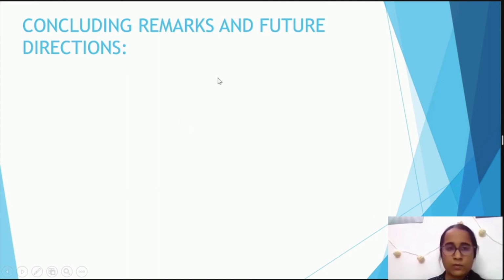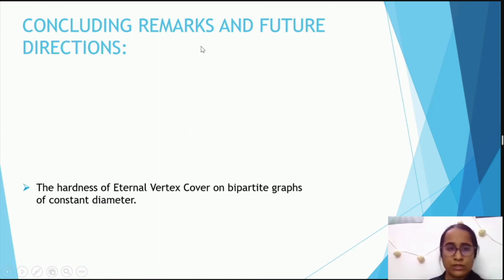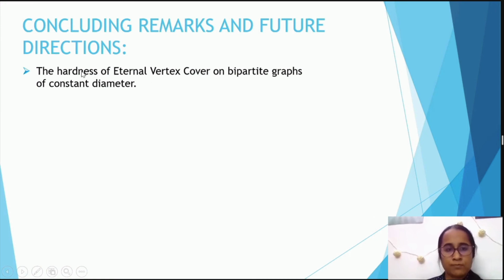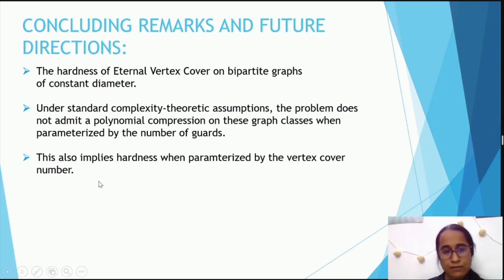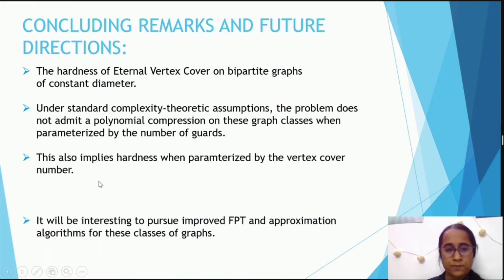Now I will be giving some concluding remarks. So we have shown the hardness of eternal vertex cover on bipartite graphs of constant diameter. And under standard complexity theoretic assumption, we have shown that this problem does not admit a polynomial compression. And this same proof works even when we parameterize by the vertex cover number.